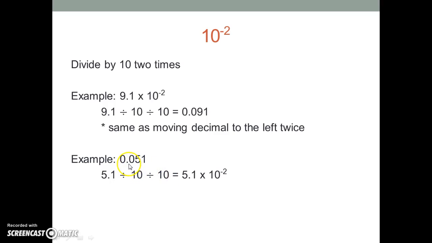Two times in this case because I moved that decimal 2 times to the right. And I need to take the 5.1 in scientific notation and divide it by 10 to make its value smaller than the actual 5, so it's equivalent to the 0.051. Now when I divide by 10 twice, I write that as 5.1 times 10 to the negative second.